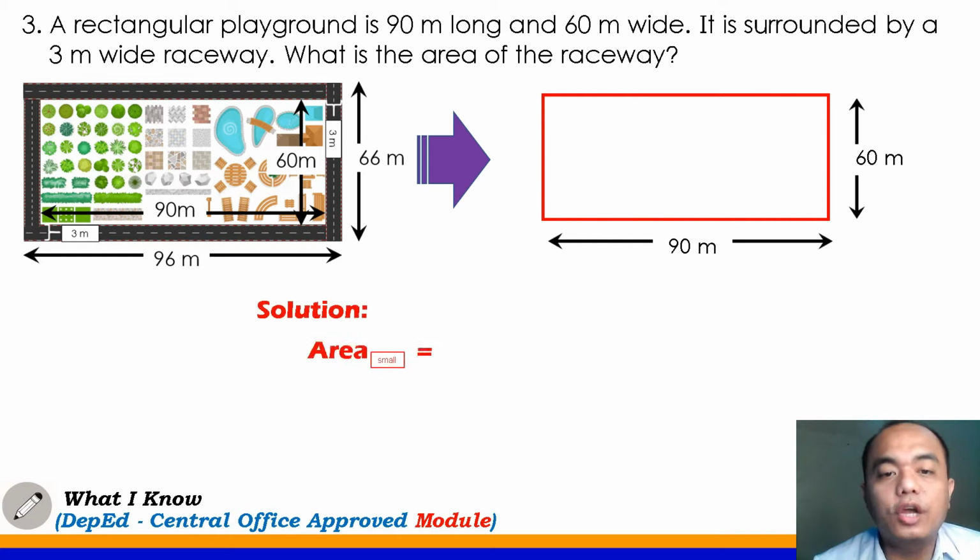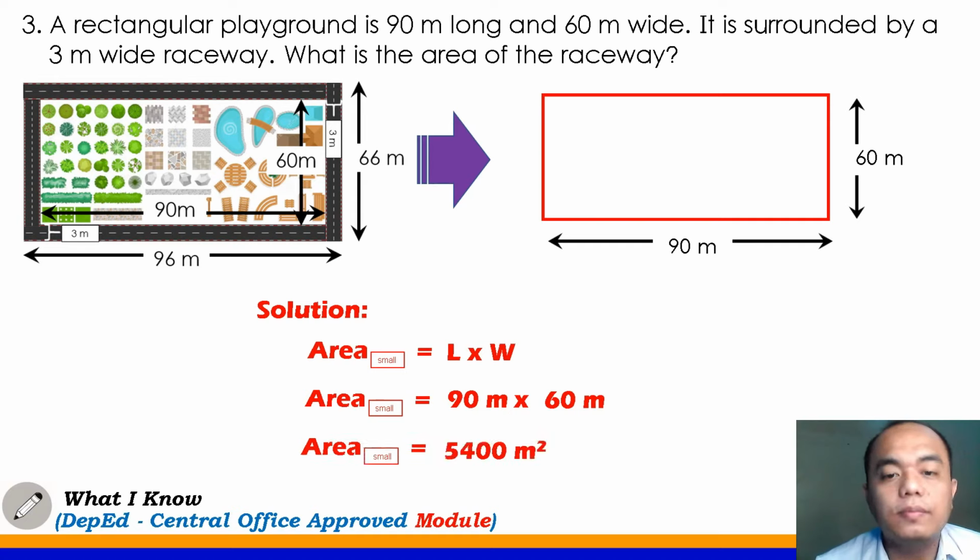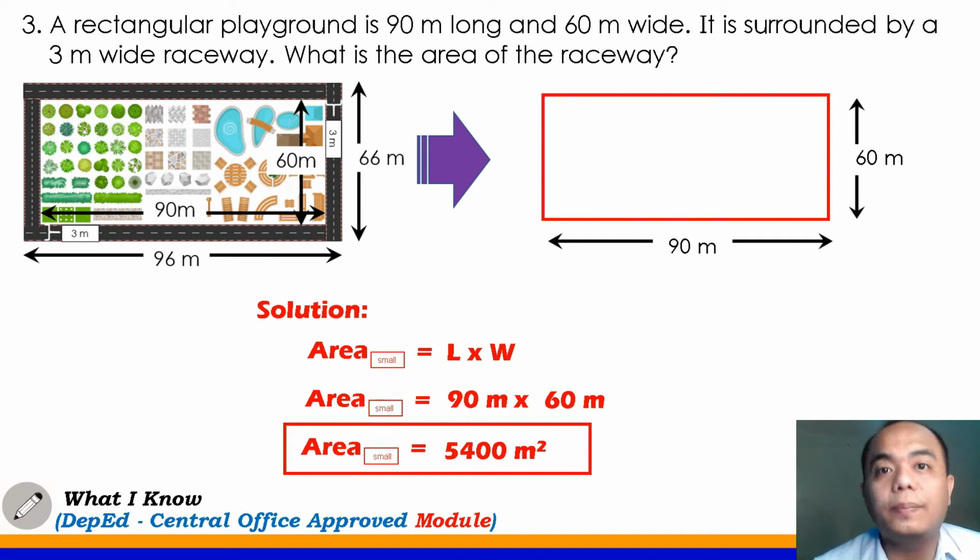So here's the solution. So area of the small rectangle, we have length times width. And the length here is 90 meters times 60 meters. So 90 times 60 will give you, yes, 5,400 square meters. So here's your area of the small rectangle or the playground.